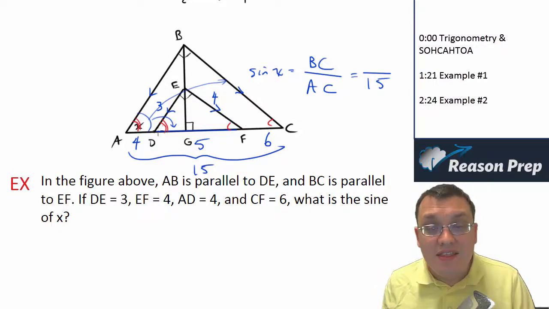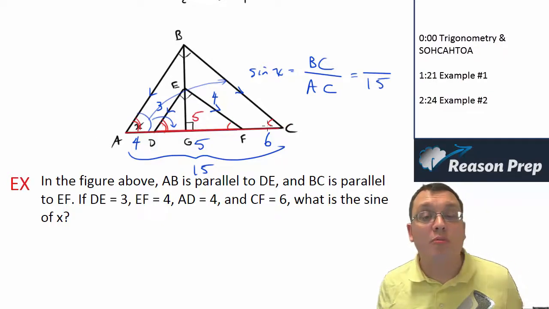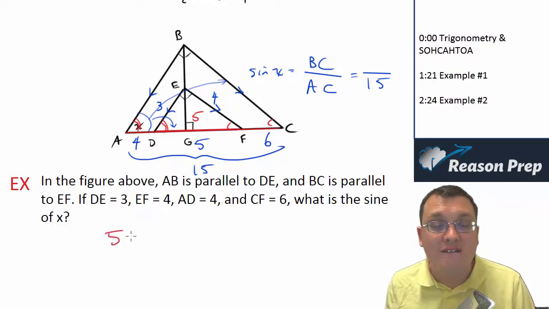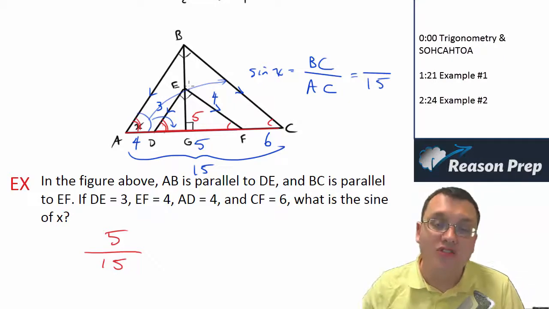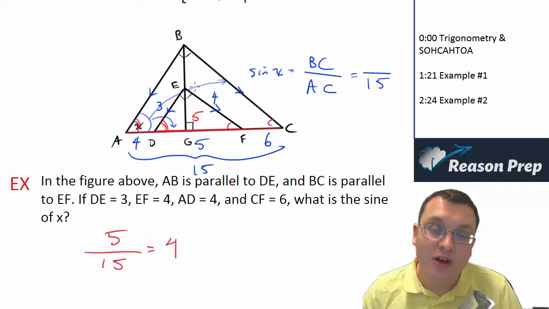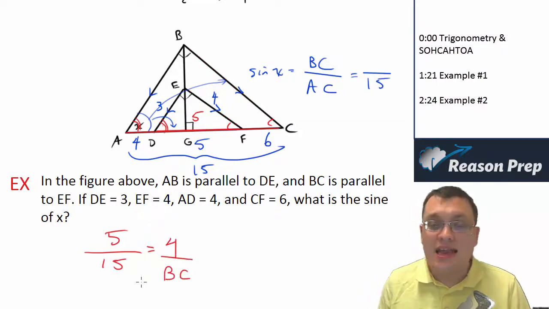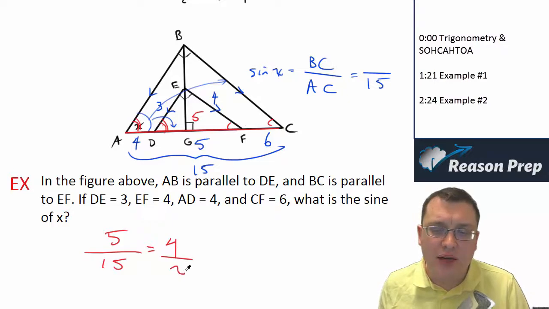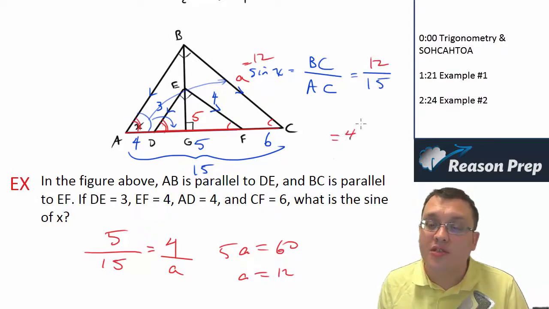So in other words, this side was 5, this whole thing was 15. And if they're in proportion, you can set up a proportion that says 5 is to 15, right? This small side is to this big side, as 4, this side over here, is to the side that we're looking for. As 4 is to BC. And now I'll just call that a, whatever. So now I just have to cross multiply and solve. I get 5a equals 60, so a is 12. So we know this is 12. So finally we get 12/15ths, which is the same thing as 4/5.